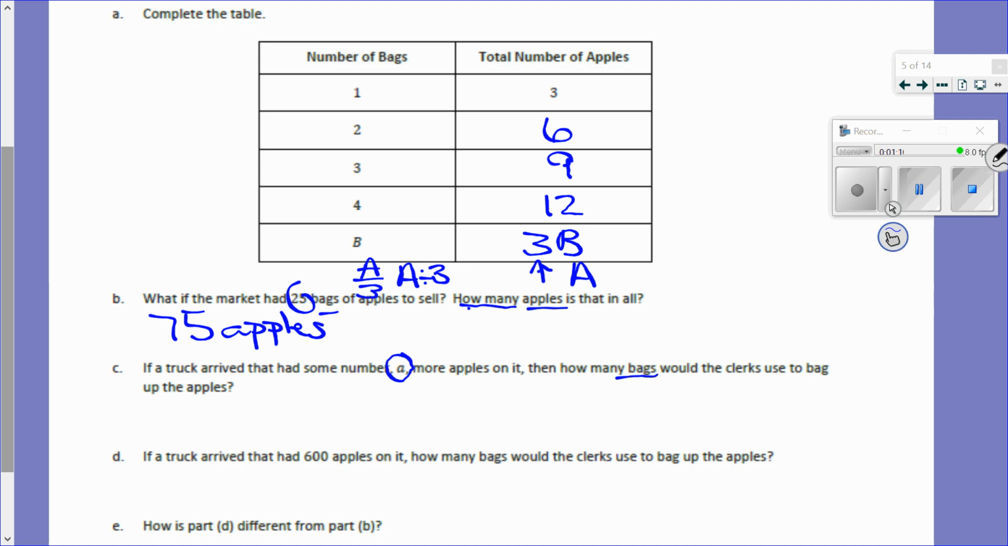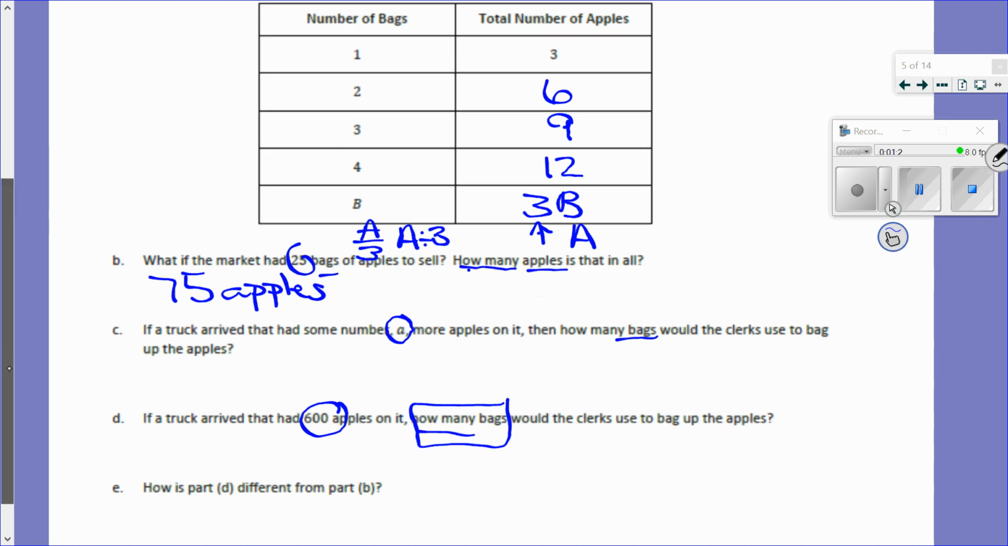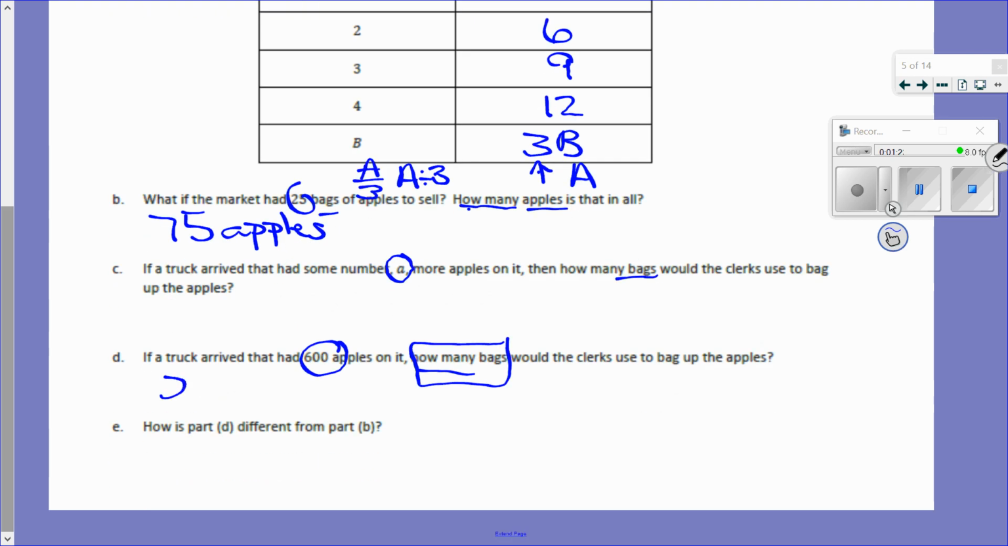Now that truck that came in, we count, it had 600 apples. How many bags would I need in order to bag them all? Jaden? How did you get 200? You would divide 600 by 3. Good job. So I just take my expression, I put 600 in for the apples, and I divide that by 3. That gives me the 200.